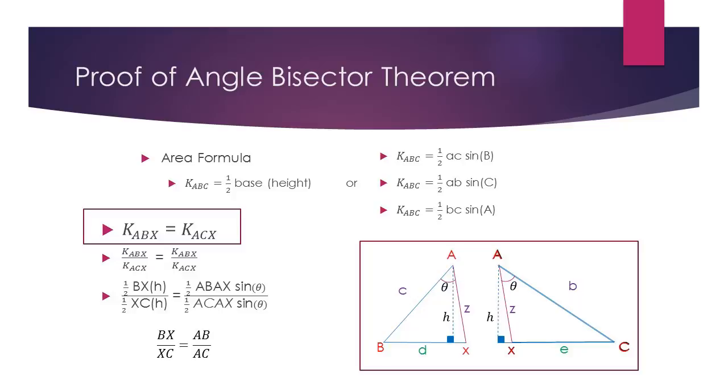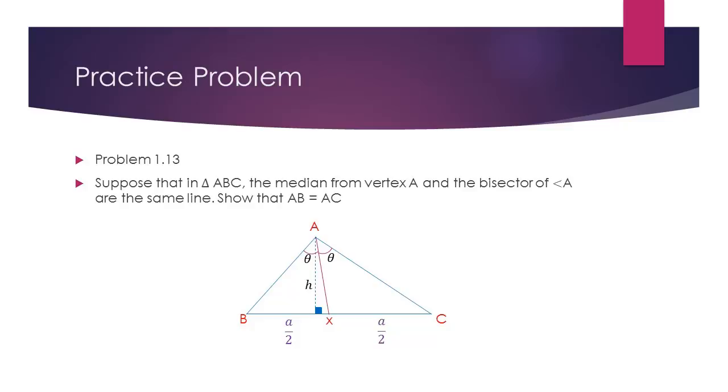Alright, so on to a problem. So problem 1.13 says that suppose that in a triangle ABC, the median from vertex A and the bisector of angle A are the same line. Show that AB is equal to AC. So this is how we solve the problem.